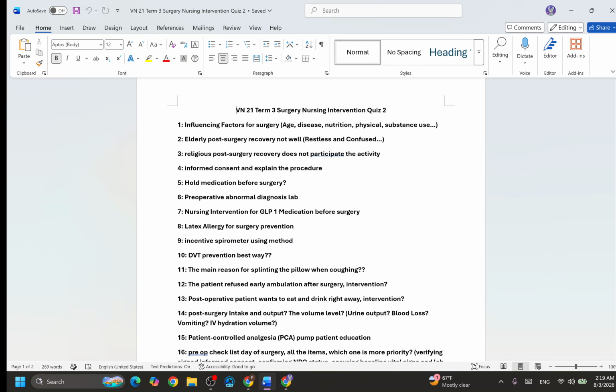Number two, the elderly post-surgery patient who is not recovering well. This is a senior patient who has become restless and also confused right now, so it's not recovering very well. What would you do for this patient? Would you do something, or would you just assess the patient, or would you just give the patient something? Think about it: after the surgery, immediately, why is the patient confused and restless?